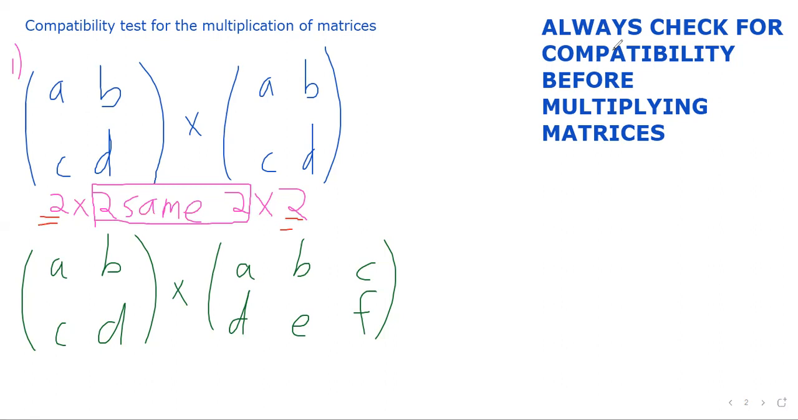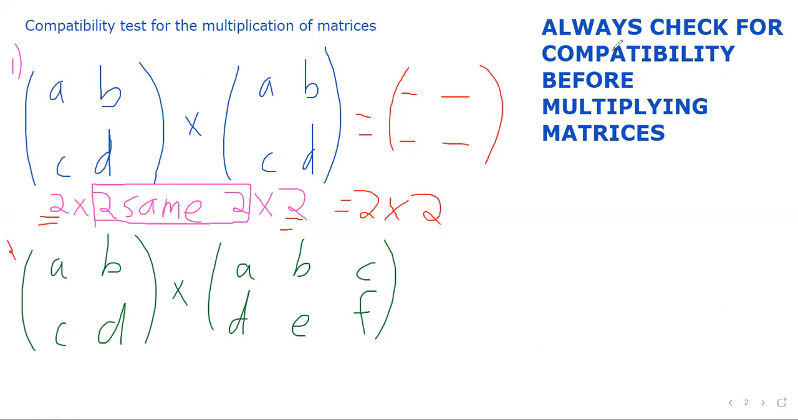So in this case, if I multiply a 2 by 2 by a 2 by 2, the result will be a 2 by 2 matrix. So the result will have a value here, a value here, a value here, and a value here. It'll give you a 2 by 2. Okay, so that's the compatibility check.